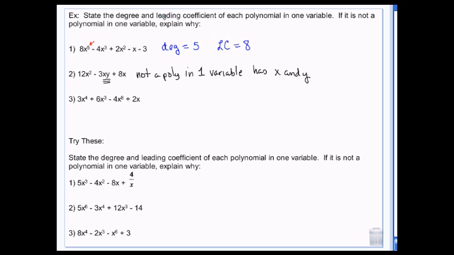Leading coefficient. Now, if I look at these, I've got one variable. So I find the highest exponent. It's not always in front. So my degree here is 8. And my leading coefficient is negative 4. Even though it was not up at front, because it's on the highest exponent, it's still the leading coefficient.